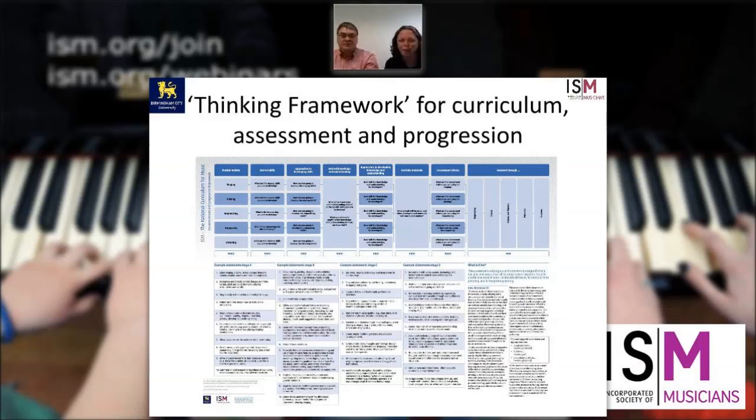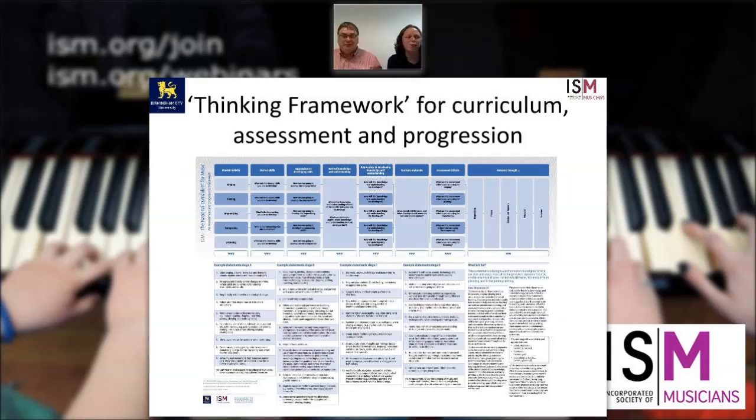So onto the framework. I suspect some of you might have seen this already, and it's very small on here, but you can download all of our work on this from the ISM website, which is ism.org/nationalcurriculum. Thank you, Martin. I'm trying to hold it so you can see that it's actually a reasonable size, so that even people with my poor vision can actually see it.